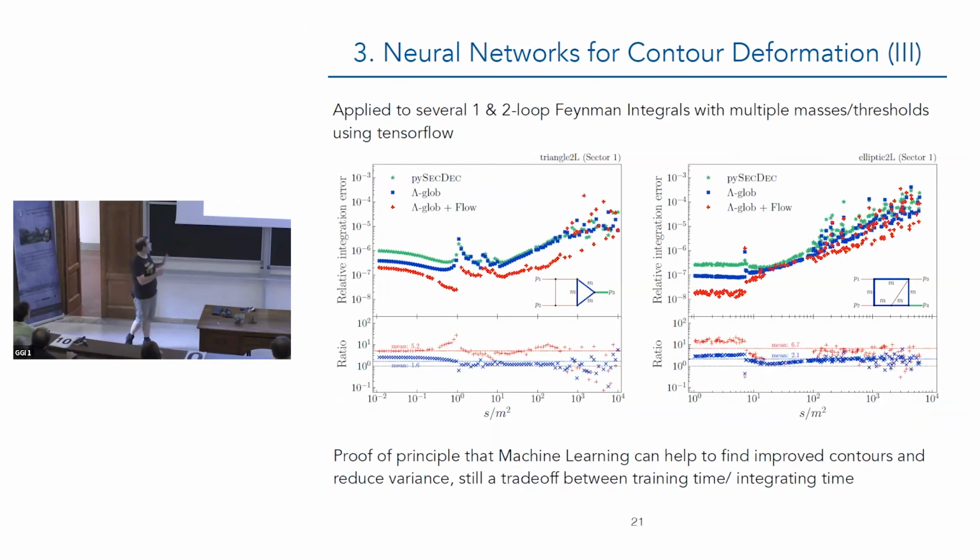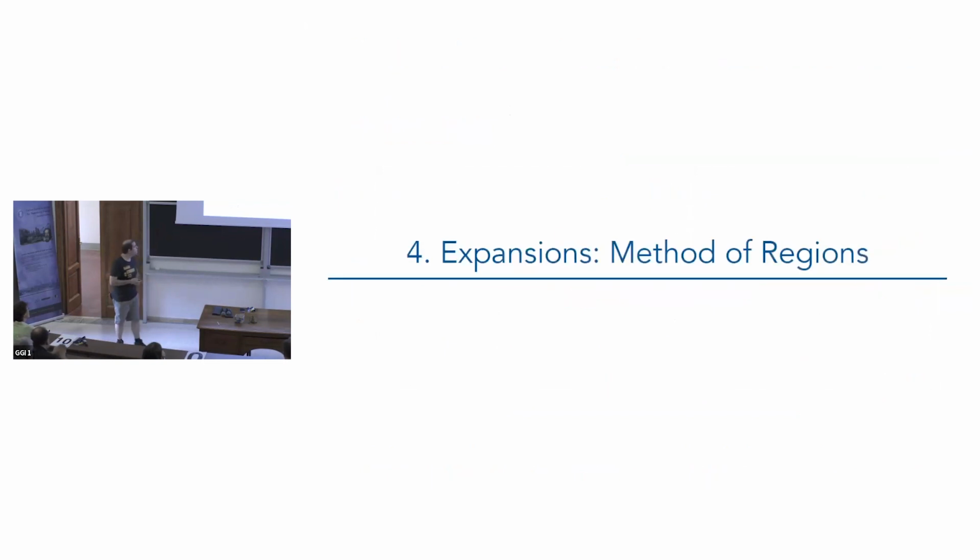And just to flash you a result, you can see that for some integrals, this can give you maybe an order of magnitude speed up. So for the same integration time, you can bring down your integration error by about an order of magnitude. So this is, I would say, a proof of principle that you can use machine learning to find improved contours and reduce the variance. But there is definitely a trade-off between the training time and the integration time.